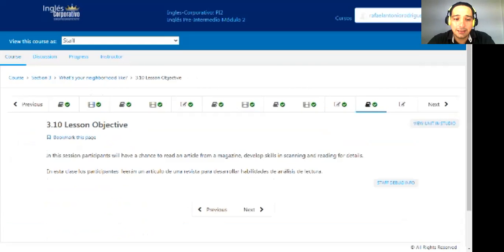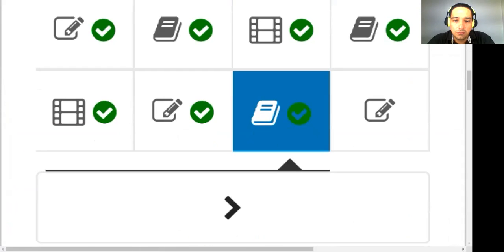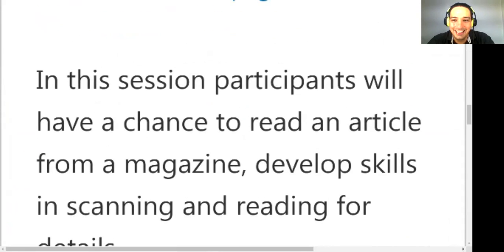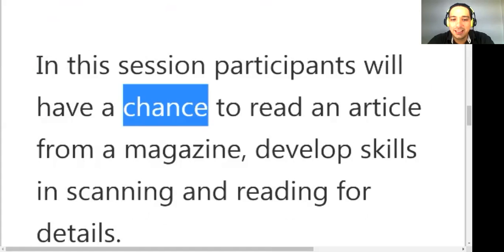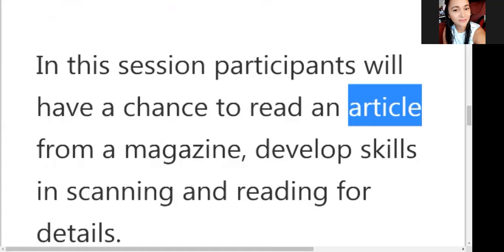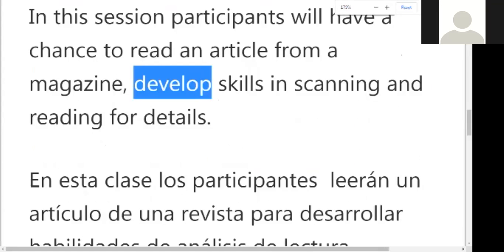Let's go to the last topic, subjective. Help me, Kenya, if you are around there. Okay. Oh, hold on. Okay, there you go. In these sessions, participants will have a chance to read an article from a magazine, develop skills in scanning and reading for details. Excellent, very good. We have a chance. We'll have a chance. Article. And here, develop skills, very good.